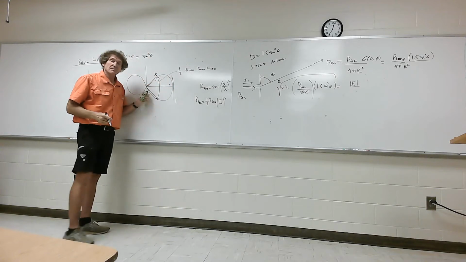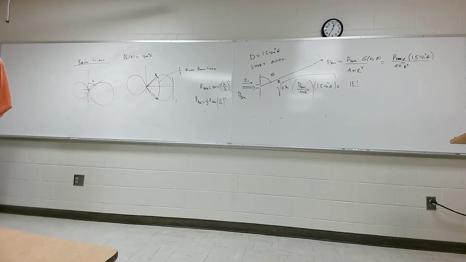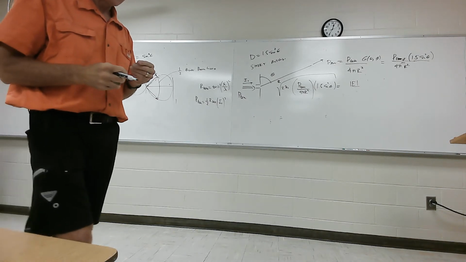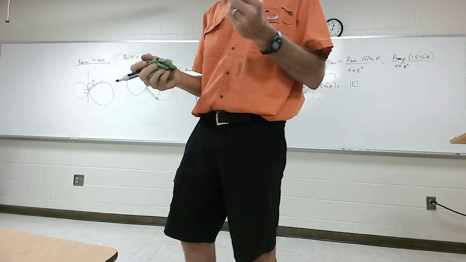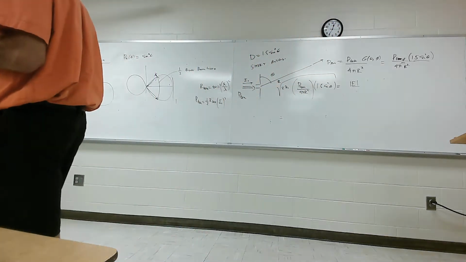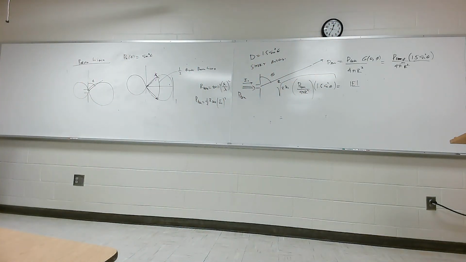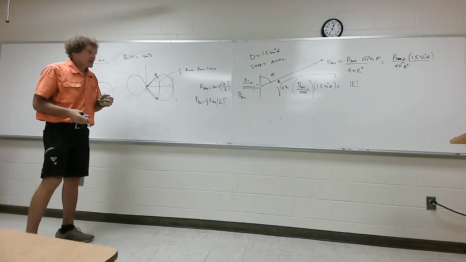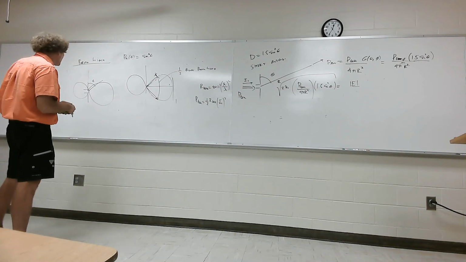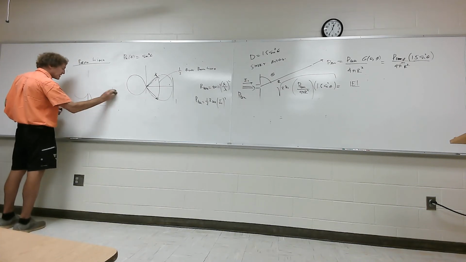Or sometimes they would call it the 3dB beam width, because the actual electric field strength is down to 0.707 of its peak value, but the power is down to 1/2 the peak power. Y'all follow me? And that's the beam width. That's all it is. So let's just talk about the beam width for a short dipole.